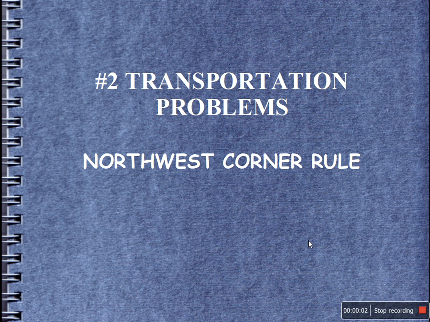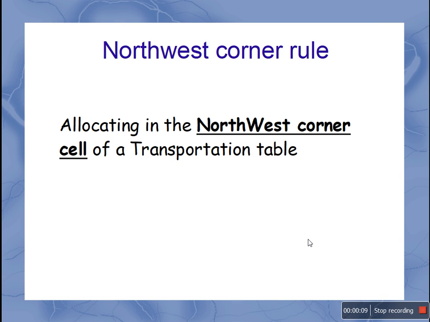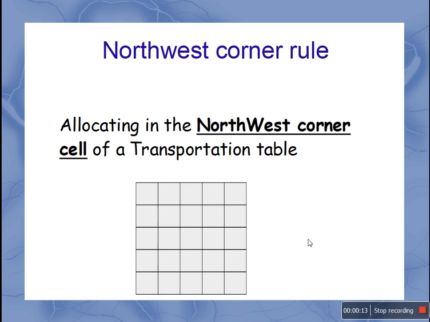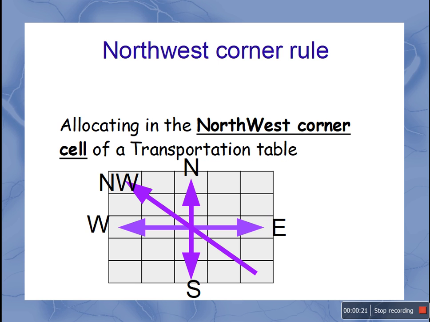In this video we are going to learn about the northwest corner rule. What is the northwest corner rule? Allocating in the northwest corner cell of a transportation table. This is our transportation table, and here if we find the direction, this cell will become the northwest corner cell of the table. So we are going to start allocation from this cell. That's why this method is called the northwest corner rule.